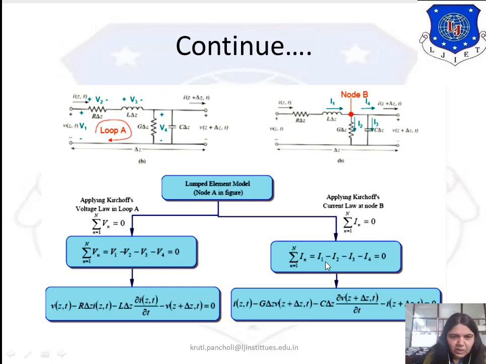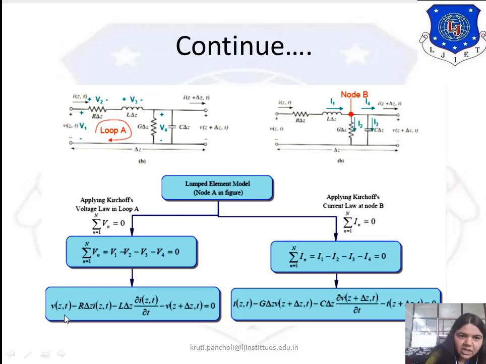Similarly, you apply the KCL at the node B, and the summation of the current is equal to 0. So sigma n equal to 1 to n, In is equal to I1 minus I2 minus I3 minus I4 equal to 0. Now we are writing the equation for this. It is V of z comma t, where t is the particular time and z is the particular segment.